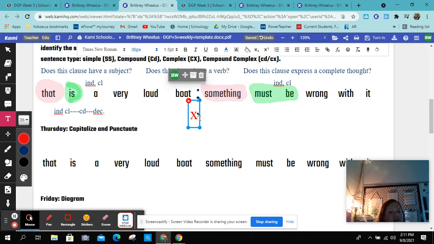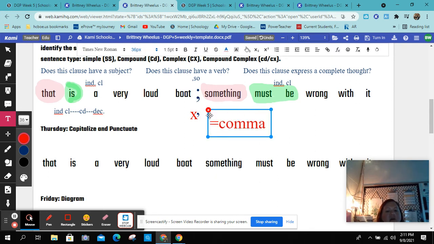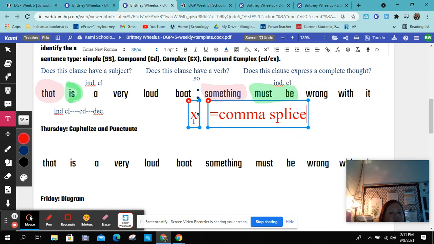Because what this means is that this is a comma splice. You want us to type it? I want you to type it. So put an X, comma splice.